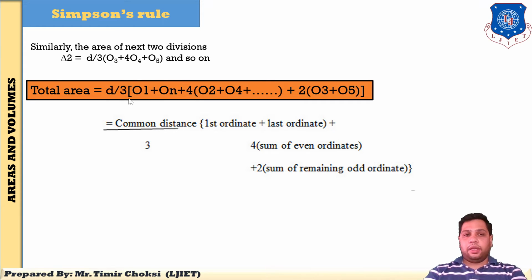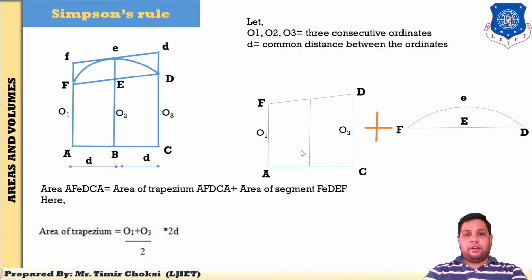I repeat this: d by 3 means common distance by 3, first ordinate plus last ordinate, plus 4 in bracket sum of even ordinates, and 2 in bracket sum of odd ordinates. So I have repeated this term.